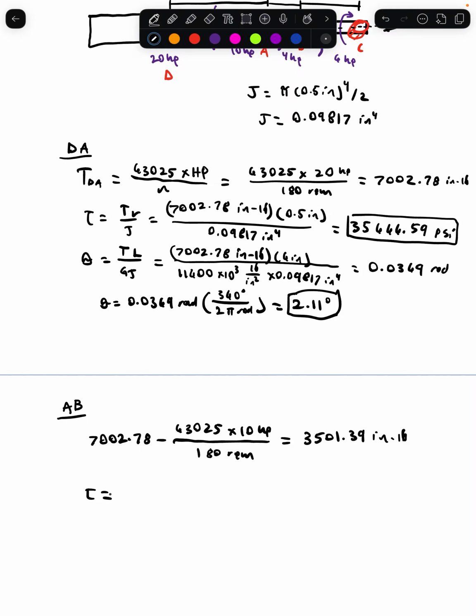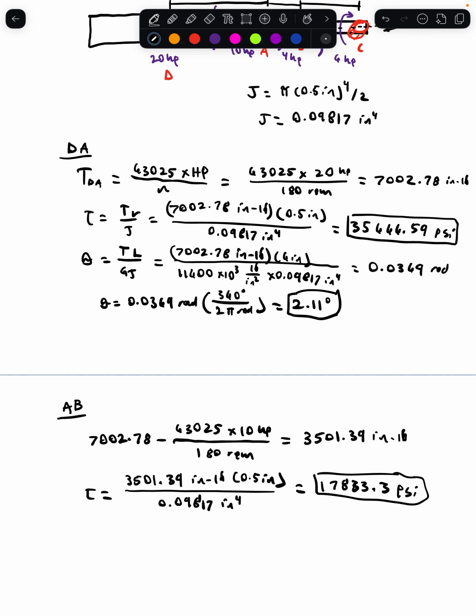So our shear stress is going to be 3,501.39 inch-pounds, and we're going to multiply that by half an inch, which is our radius. Divide that by 0.09817 inches to the fourth. So that comes to 17,833.3 psi, which again makes sense because it should be about half of that.